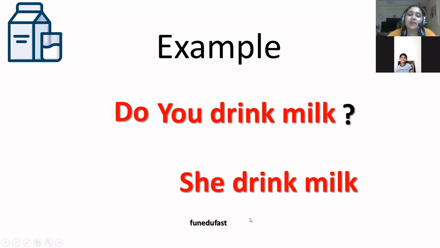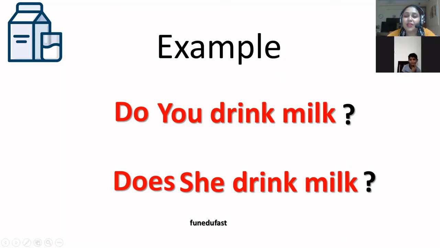ठीक है. Here we have another example. She drinks milk. Now tell me the answer. Do or does? Does. Yes, absolutely correct. Does she drink milk? And one thing, question mark. Yes, question mark. Very good.